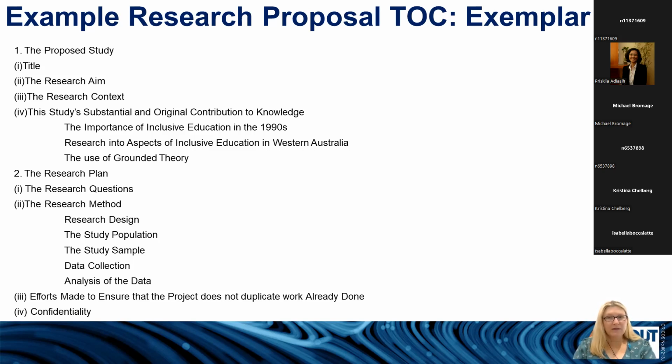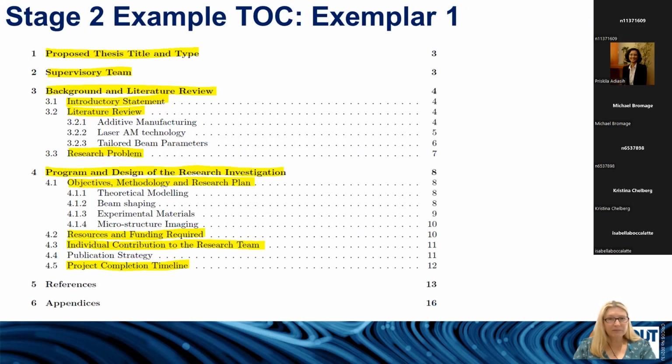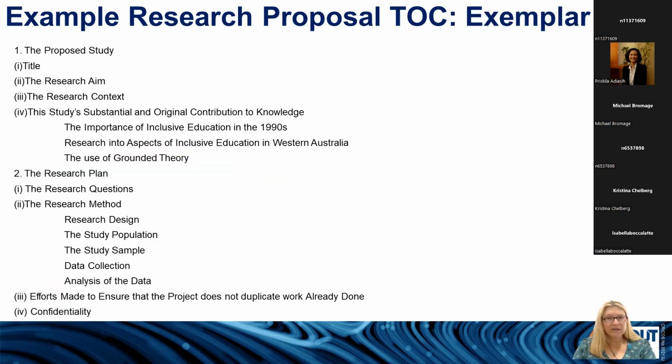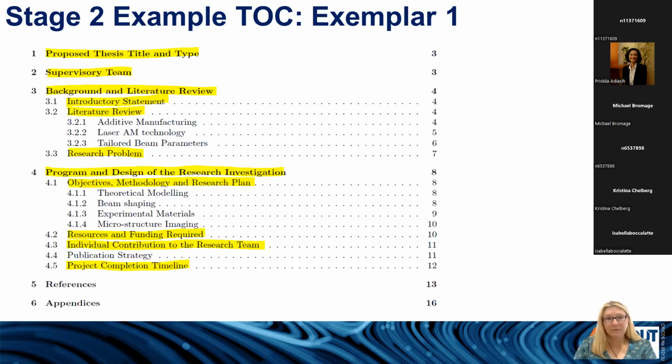So if we go back, they've got background and lit review, program of design, resource and funding. And then this one's got aim, context, which is a bit like the background, contribution, research plan, questions. So slightly different. So you can see how it's very hard for me to say, here's some subheadings, you can use these. You'll have to work them out. But yes, please use those QUT guidelines that are here, but in amongst that, you can probably have some subheadings that shed light a little bit better.